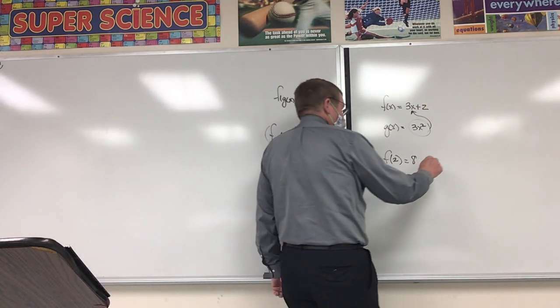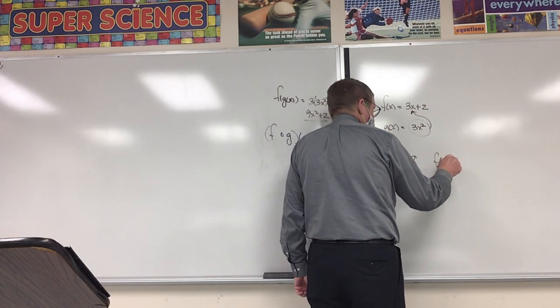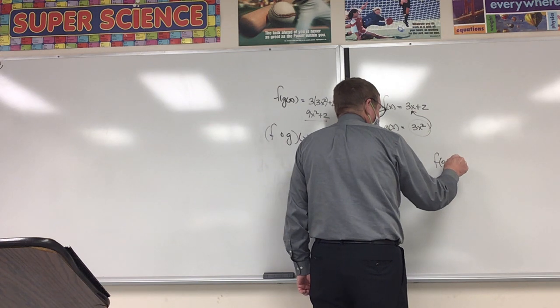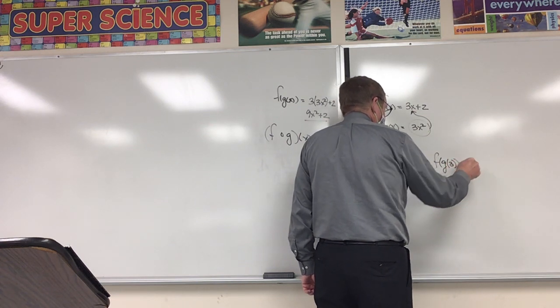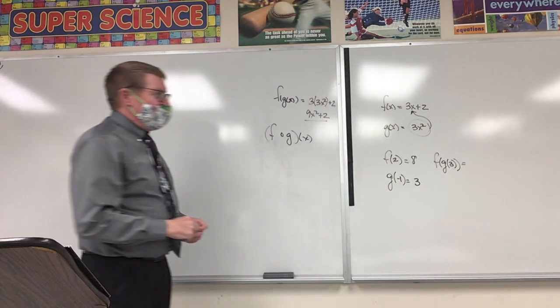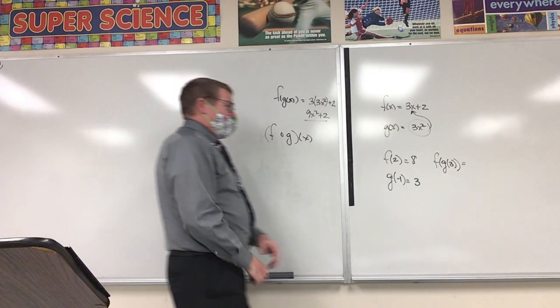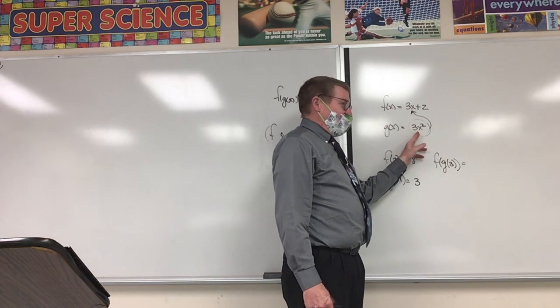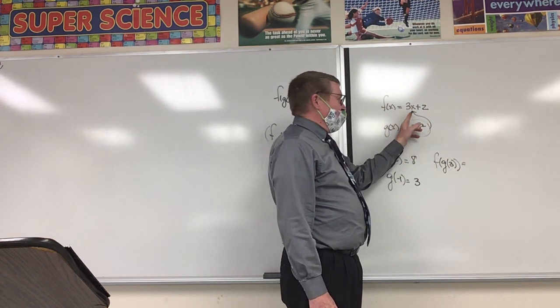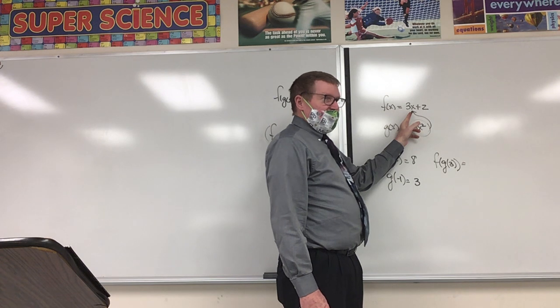Now what if I asked you to do... what are they asking me to do? Put 3 in for x in the g function and then put that into the f function. When you say that, what does that mean? Put the answer of... Absolutely correct, yes. So they're asking us to put 3 into the g function, get an answer, take that answer and put it into the f function, and get the final answer.